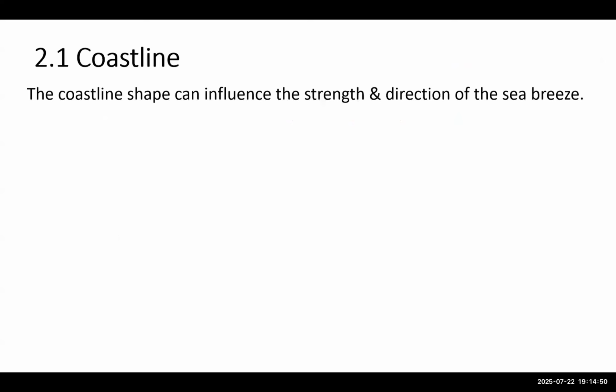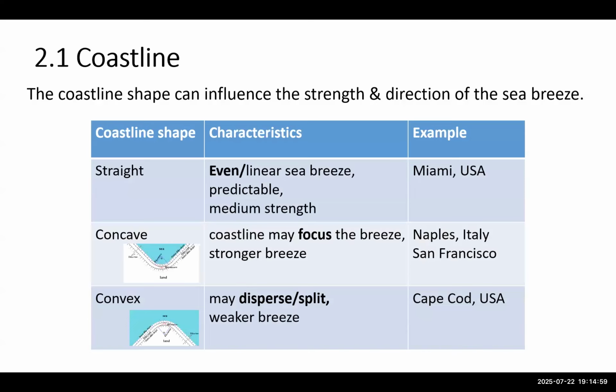So let's start with this. The first factor is the coastline. The coastline can influence greatly the strength and also the direction of the sea breeze. Here I have listed 3 basic coastline shapes. The first one is a straight coastline. In this case, you're going to have an even linear sea breeze. It's going to be quite predictable, and the strength is going to be roughly medium.